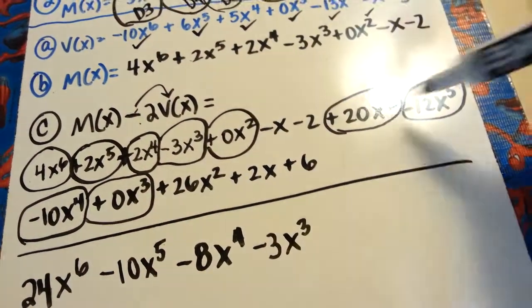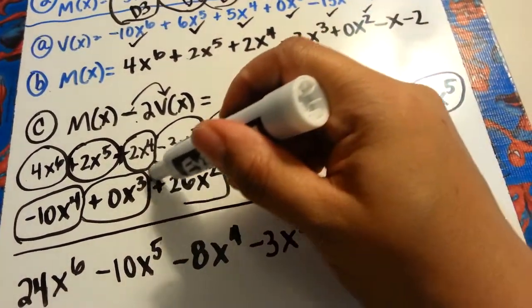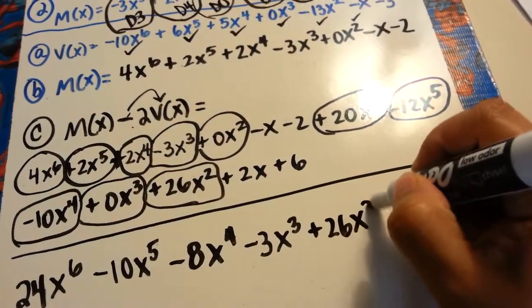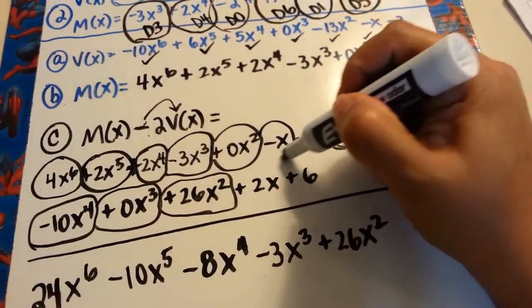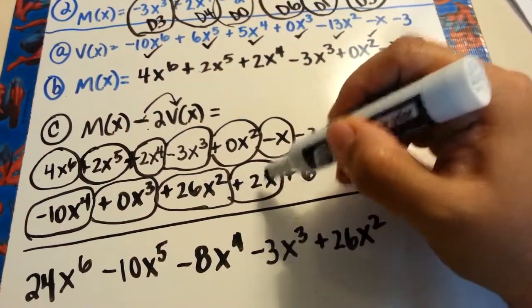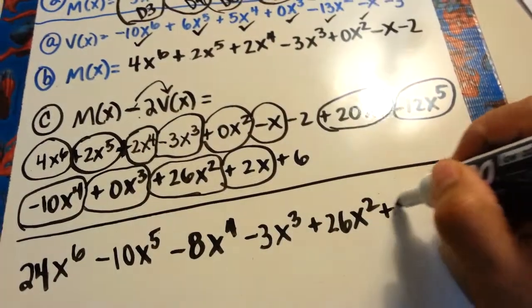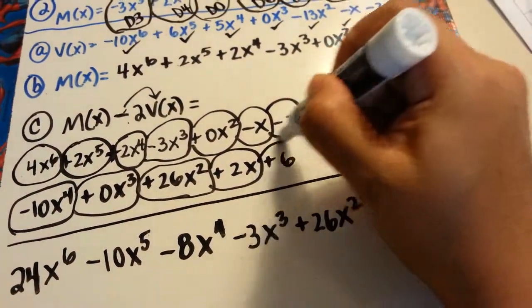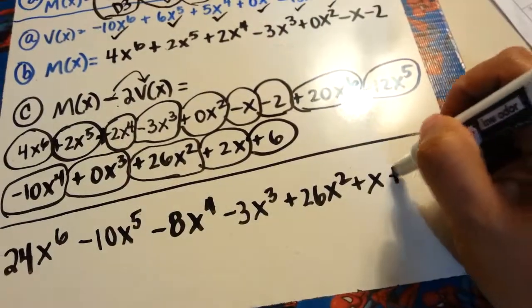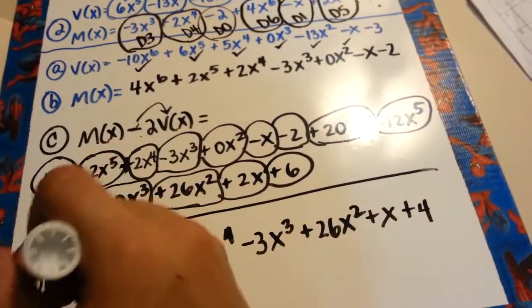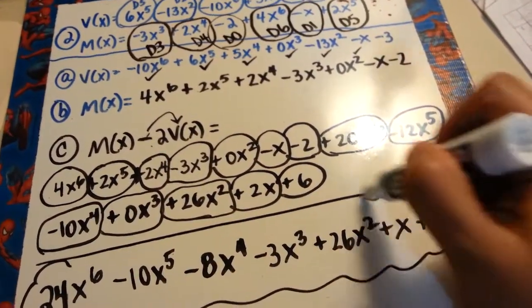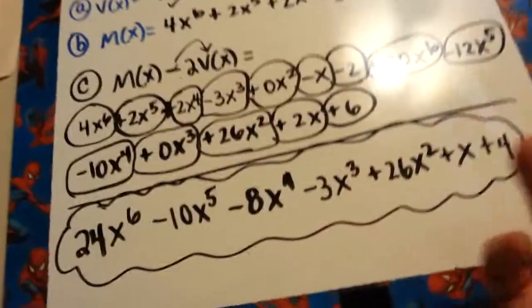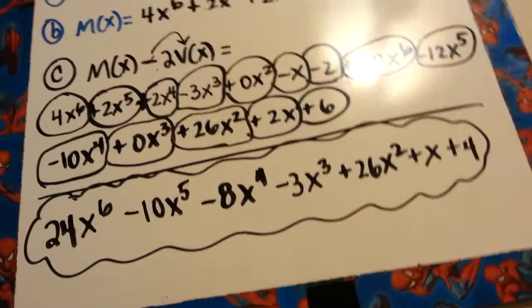0x squared, and it helps that they're in order. Then negative x and plus 2x. And then the negative 2 and the 6 becomes a plus 4. Right, and this is the answer. It isn't so bad if you aren't holding a camera as you're trying to solve the problem. So, there you go.